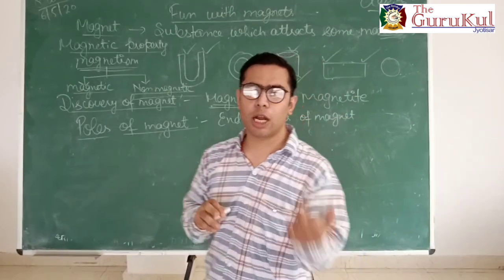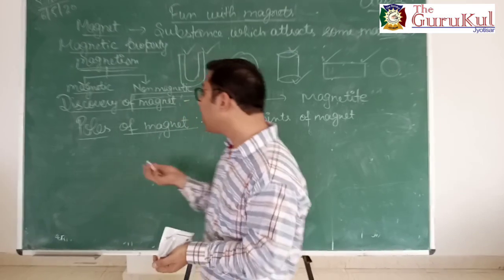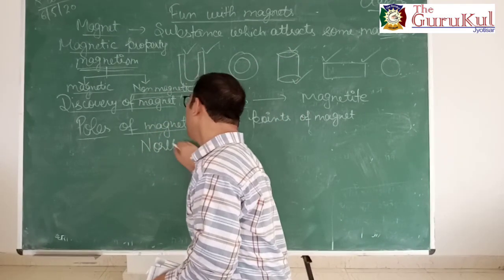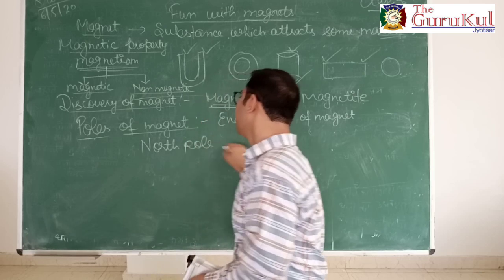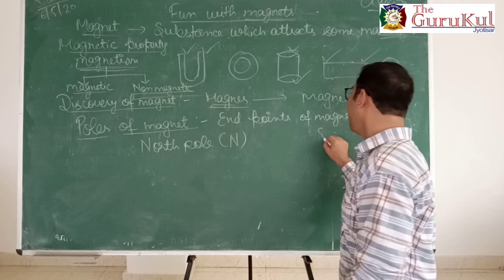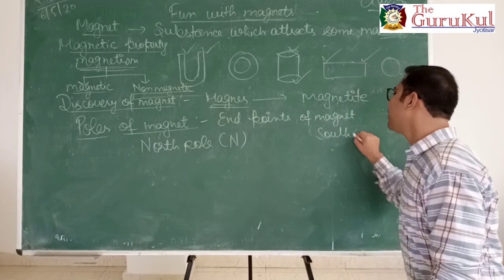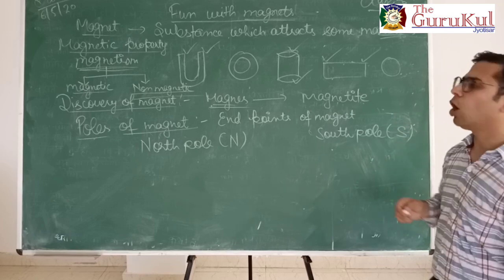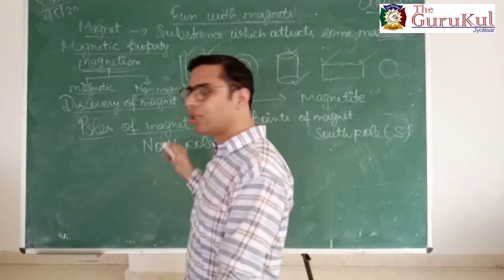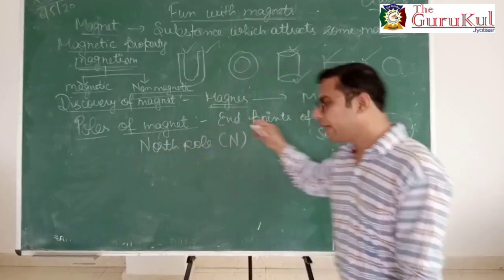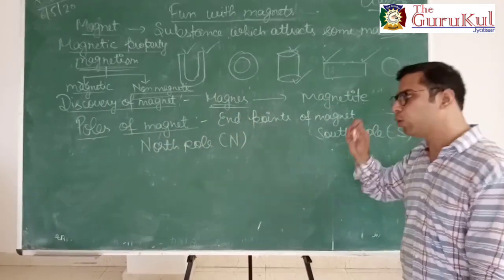Okay. Now there are two poles of a magnet. What are those poles? That is north pole and south pole. North pole is represented by the capital letter N, and south pole is represented by the capital letter S. Okay, north pole and south pole. So these are the two poles of a magnet. North pole will tell you the north direction and south pole will tell you the south direction.